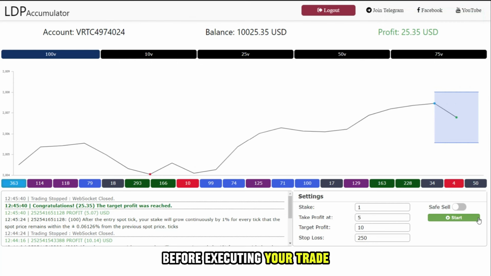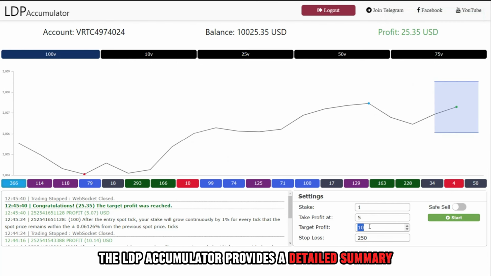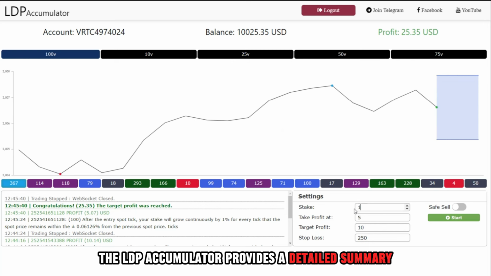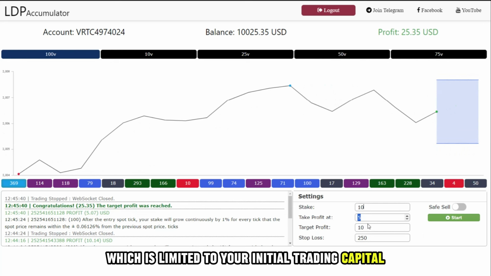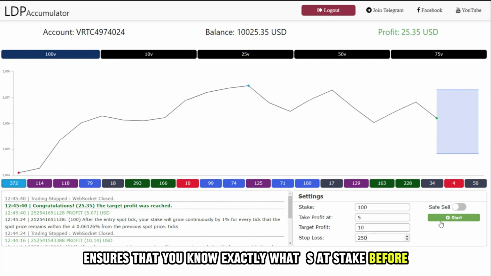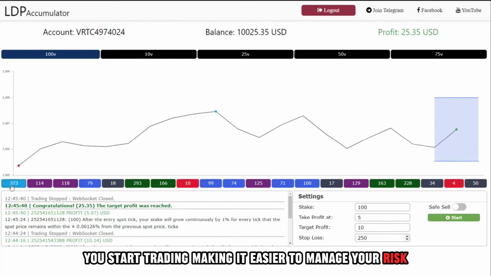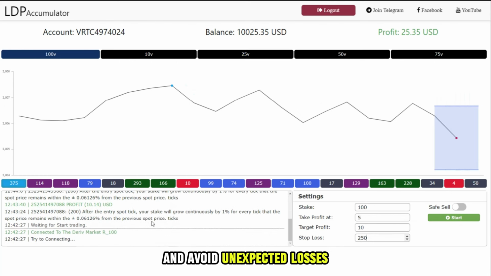Before executing your trade, it's crucial to review your setup. The LDP accumulator provides a detailed summary showing your maximum potential payout and your maximum risk, which is limited to your initial trading capital. This feature ensures that you know exactly what's at stake before you start trading, making it easier to manage your risk and avoid unexpected losses.